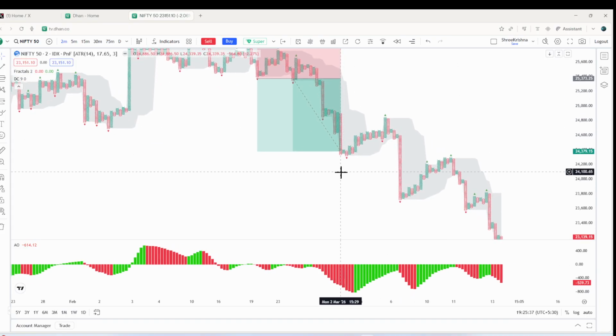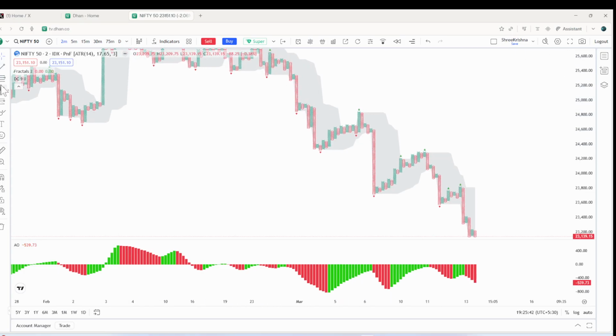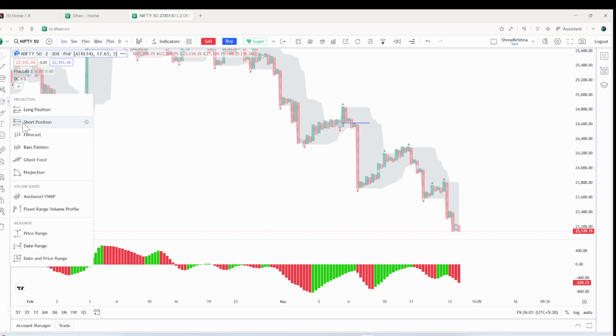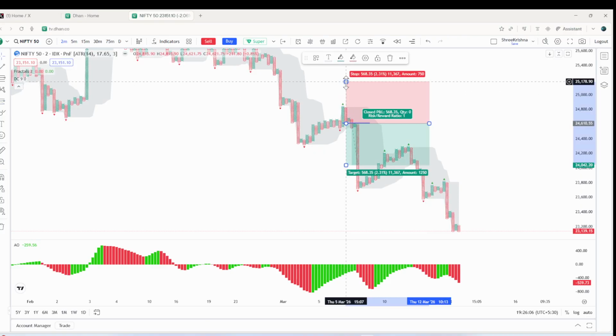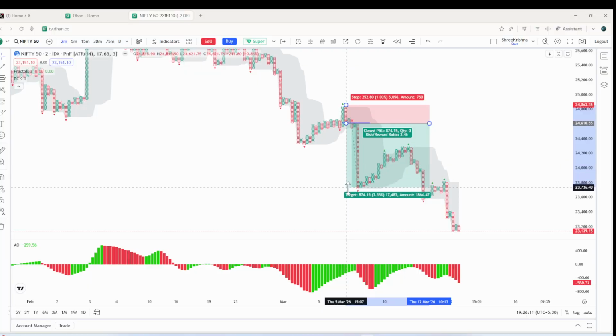Okay, then it made a pullback, and you can always say that once the pullback is broken, once it breaks the fractal, here was the early entry. This was the early entry because this is a gap actually. So this would have been an early entry, and this would have been a stop, and you need to learn these. They are not easy to understand, but you have 1:2 or more than that.